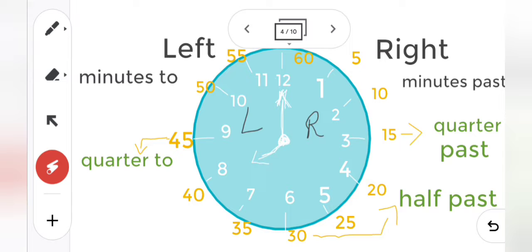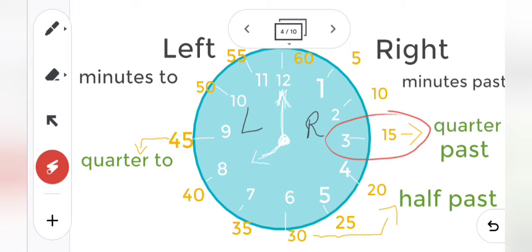Understand? When the minute hand is on the left side, then you have to write minutes to. You will not write the exact minutes but the remaining minutes. You have to find how many minutes are left to reach the 12, and write minutes to. When it is on the left side, you write minutes to. When it is on the right side, you write minutes past.